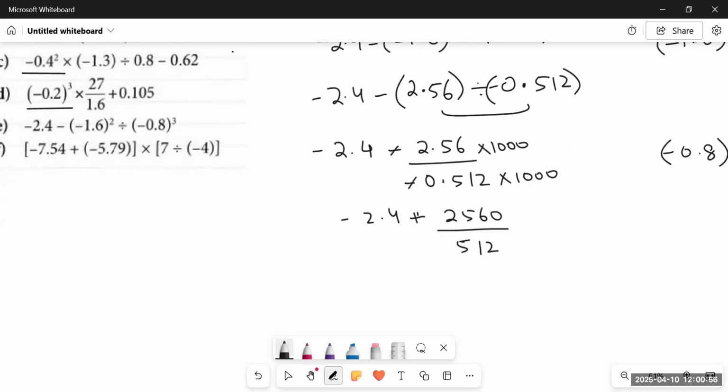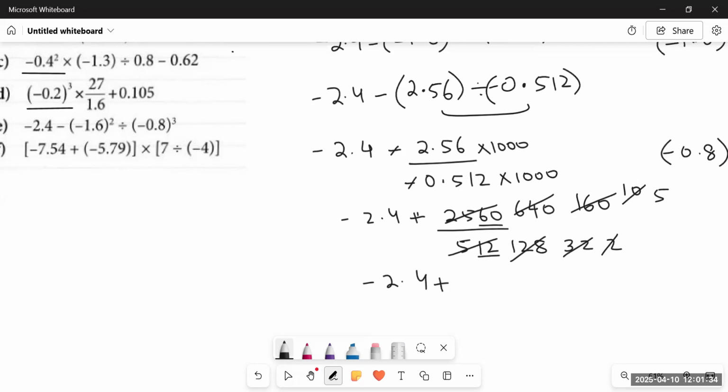Now we'll start cutting them. Try to cut them with 4 because we can see that both of them are divisible by 4. The last two digits are divisible by 4. 4 ones are 4, 11 left, 4 twos are 8, 32 left, 4 eights are 32. 4 sixes are 24, 16 left, 4 fours are 16 and 0. Again, we can cut them with 4. 4 threes are 12, 4 twos are 8. And now we can cut them with 16 as well. 16 twos are 32, and 16 tens are 160, so 2 ones are 2, 2 fives are 10. So the final answer would be minus 2.4 plus 5.